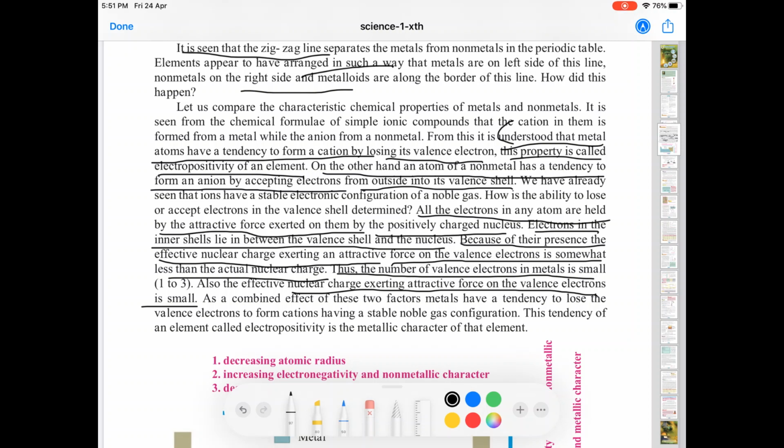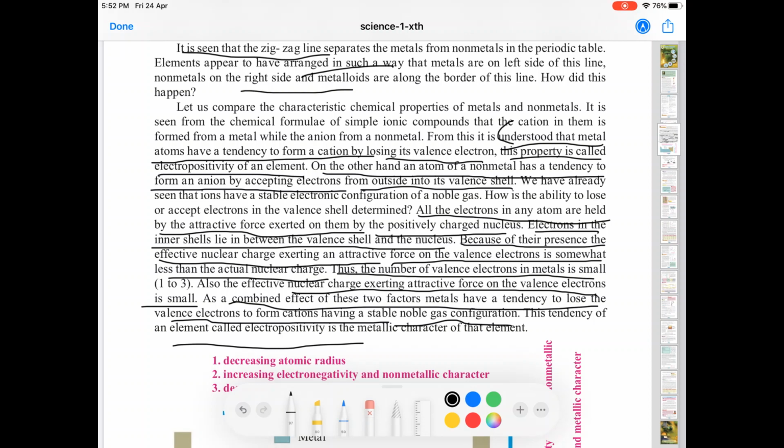But as you know, as we go from left to right, this nuclear pull increases. Because of the increase in the nuclear pull, the atoms will not have an ability to donate electrons, so the tendency will be less. So as a combined effect of these two factors, metals have a tendency to lose valence electrons to form cations having a stable noble gas configuration. This tendency of the element is called electropositivity.